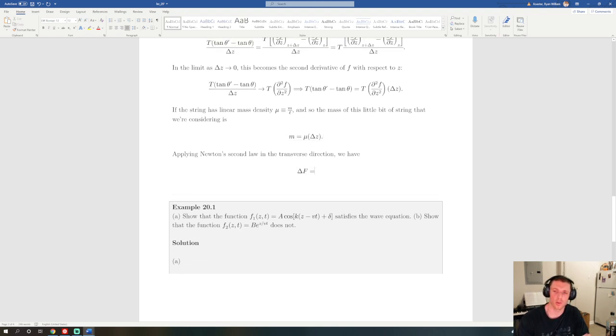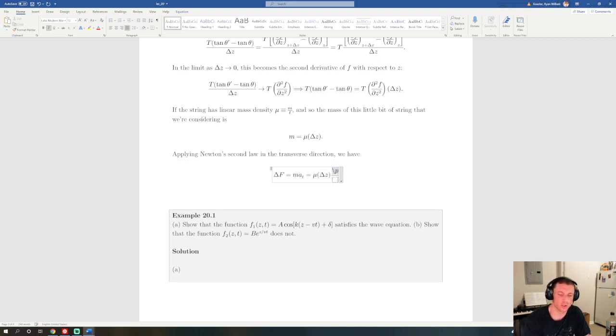Now we can apply Newton's second law, right? Because we can write that this net force in the transverse direction can simply be expressed as the mass times, and I'll just say the transverse acceleration, but it doesn't really matter. We're not going to continue to call it this. And we can rewrite this as, well, remember we just said that the mass was mu delta z, and we can think back to writing accelerations in terms of time derivatives and simply write that the acceleration in the transverse direction is just the second derivative of f with respect to t, right?